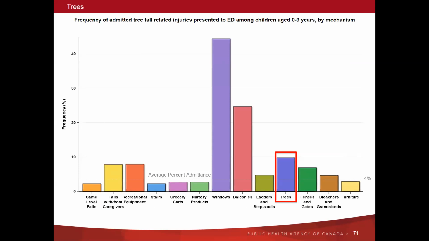Regardless of whether you are pro or anti-tree climbing, it's undeniable that falls from trees can have serious consequences. 10% of all patients who fell from trees were admitted to the hospital, making falls from trees the third most severe mechanism in our data set after windows over here and balcony falls.